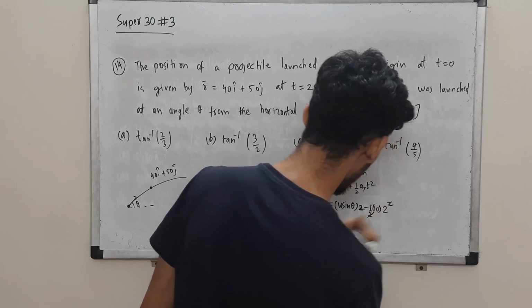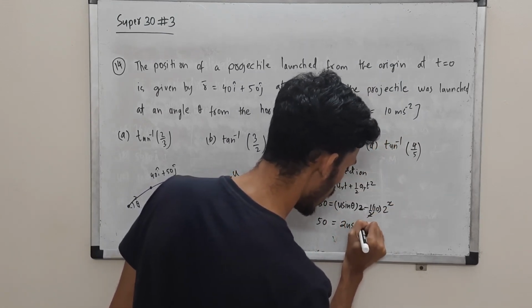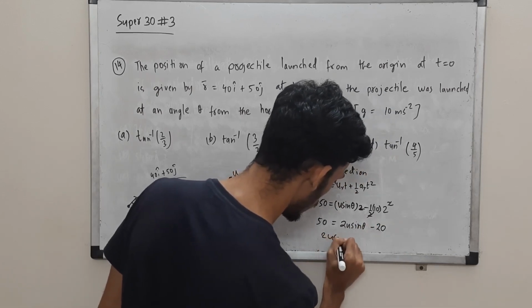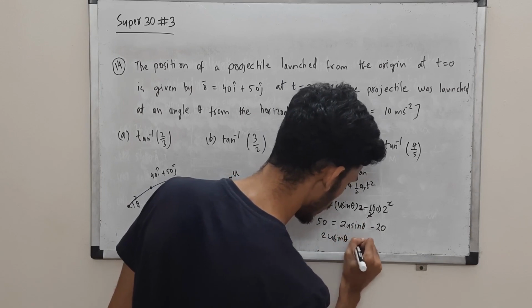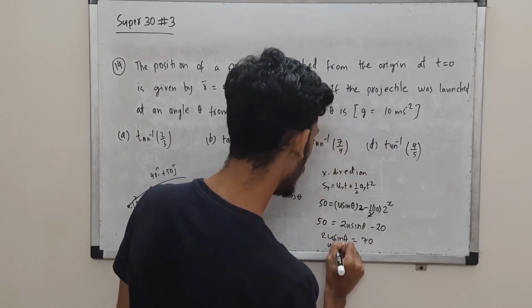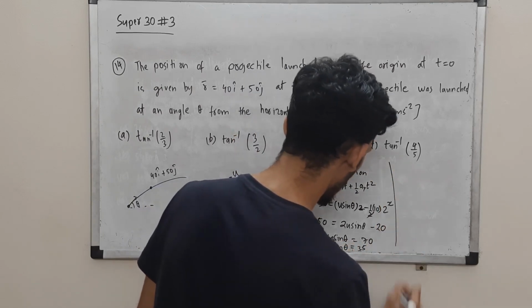So this and this will get cancelled. 50 equals 2u sine theta minus 20. So that will give you 2u sine theta is 70, and u sine theta will be 35. So this is what we obtain from the y direction.